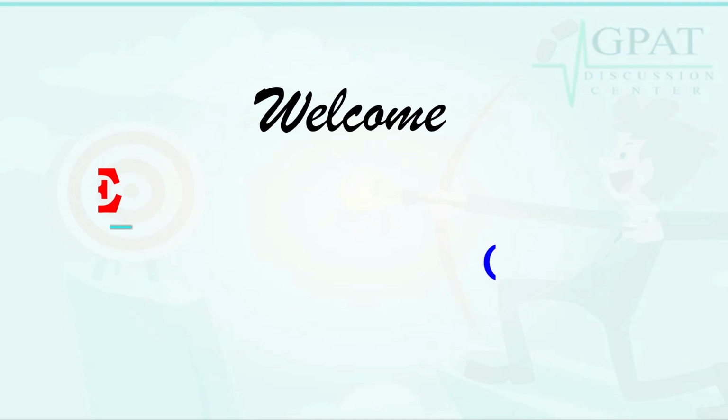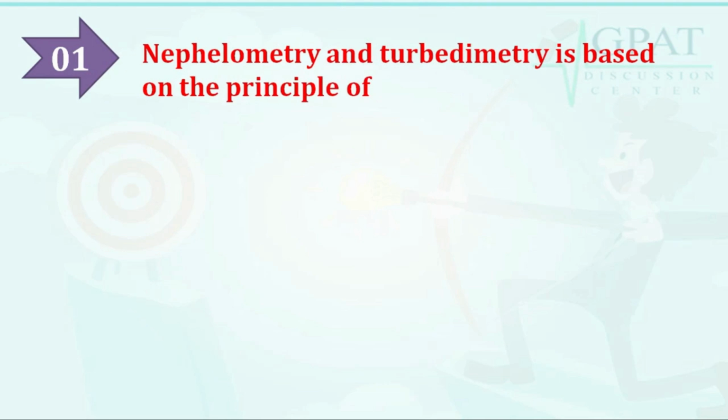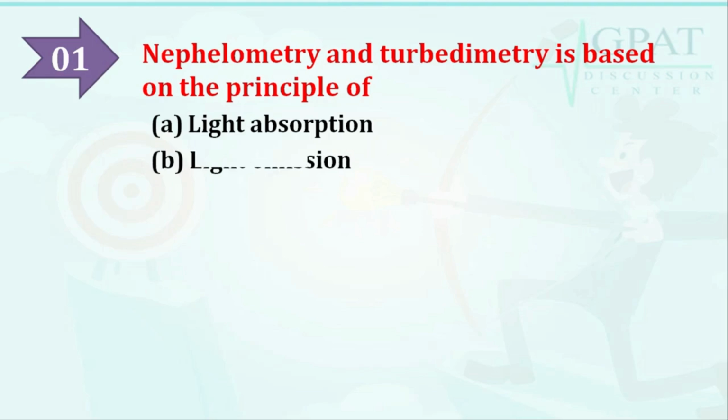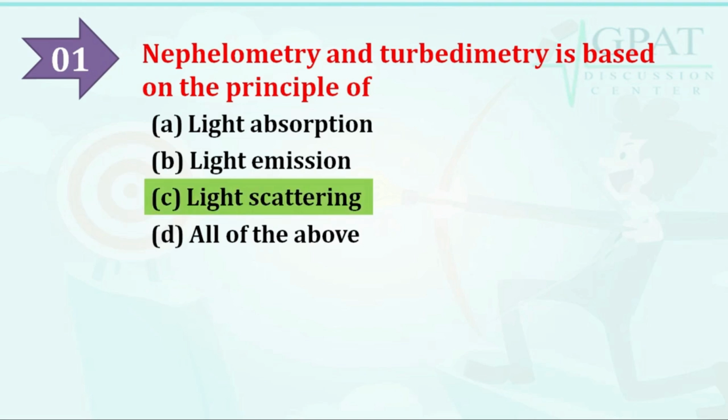So today in this video we are going to discuss some questions with their brief explanations. Here we have the first question: nephelometry and turbidimetry is based on the principle of, and here we have options A, light absorption, B, light emission, C, light scattering, D, or all of the above. So the correct answer is light scattering.